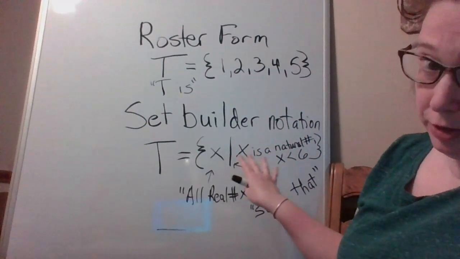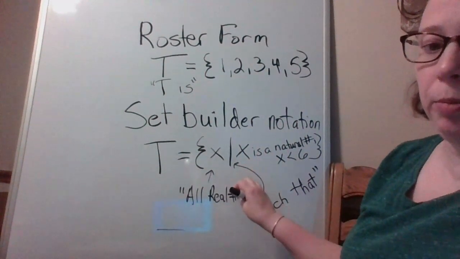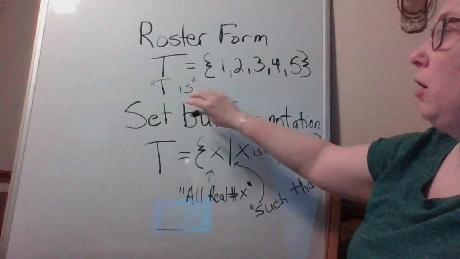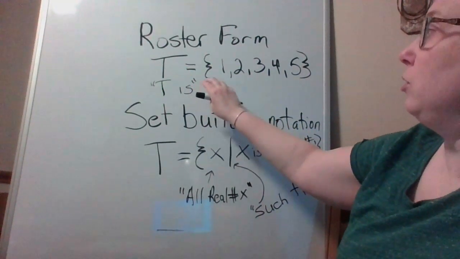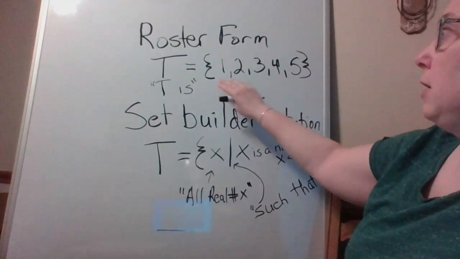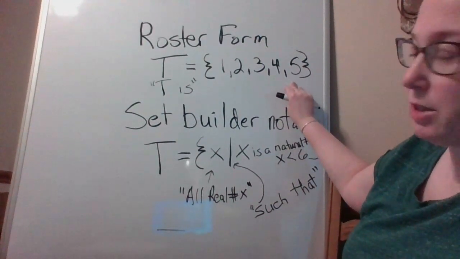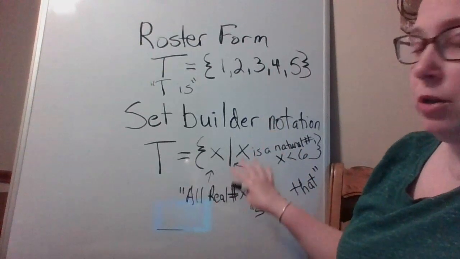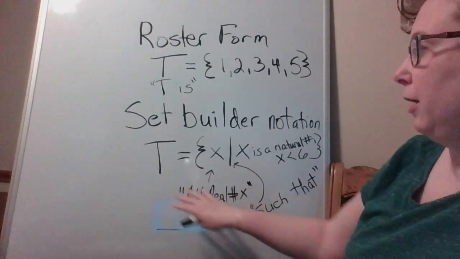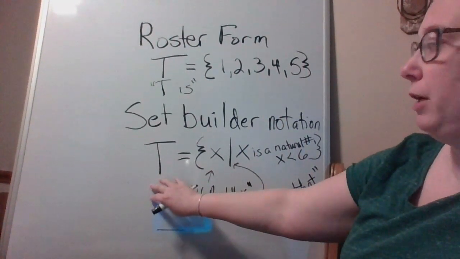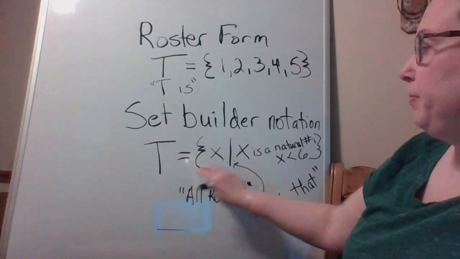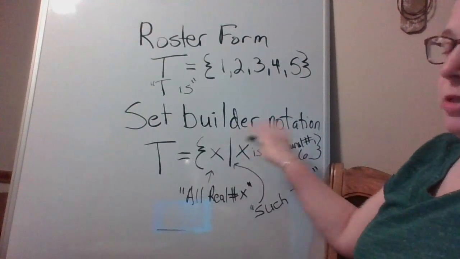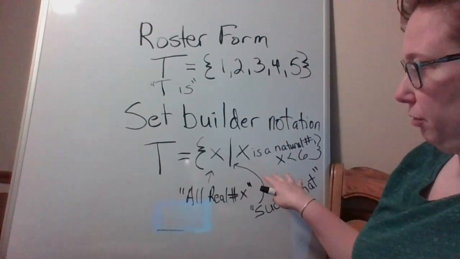So set builder notation has a lot more parts to it than roster form. Roster form, you just name your set, put an equal sign, use your brackets, and list out the elements of the set. Set builder notation looks a lot more complicated. We still have the name of our set, the equal sign, and brackets. It's what's inside the brackets that looks different.